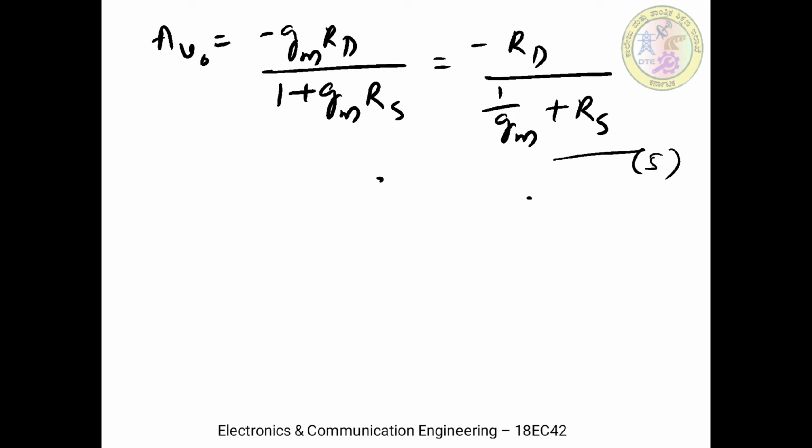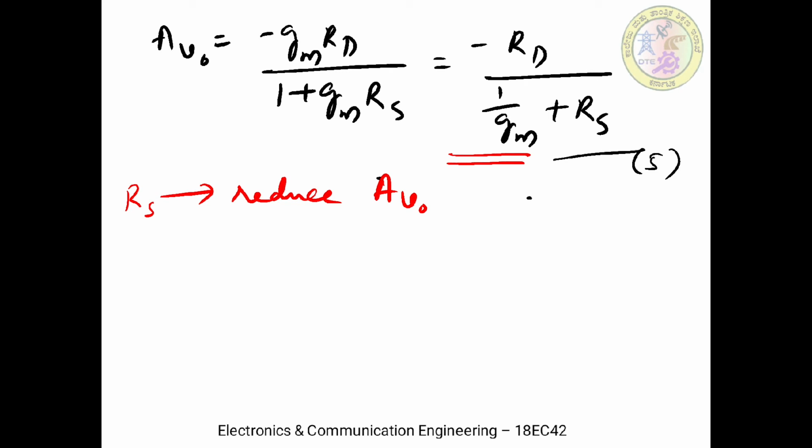Now here also one important observation should be made. Rs appears in the denominator. So therefore the effect of Rs is to reduce the voltage gain. As AV naught equals minus Rd by 1 by Gm plus Rs, Rs in the denominator will reduce AV naught, reduce the voltage gain.